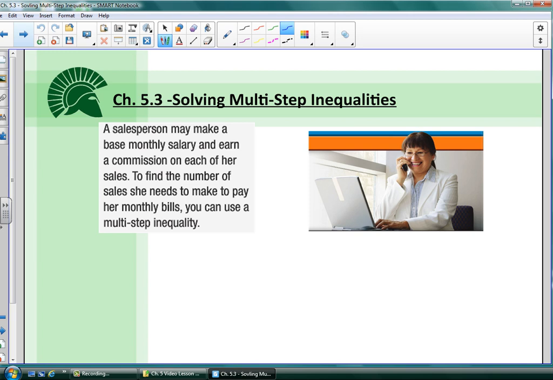So today we're looking at Chapter 5, Section 3, which is solving multi-step inequalities. One of the first things we want to look at is a type of word problem that you see in multi-step inequalities, and that's a commission problem. A salesperson may make a monthly salary and earn a commission on each of her sales. To find the number of sales she needs to make to pay her monthly bills, you can use a multi-step inequality. So some things for us to think about.